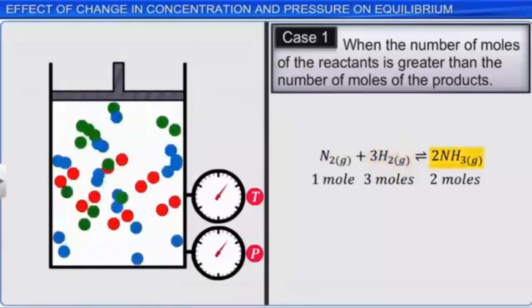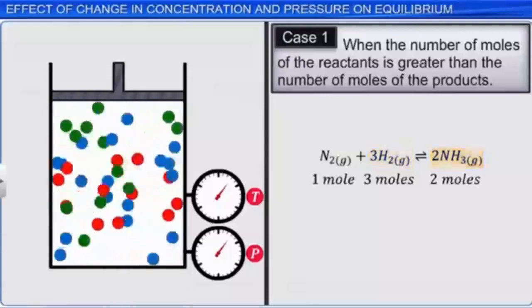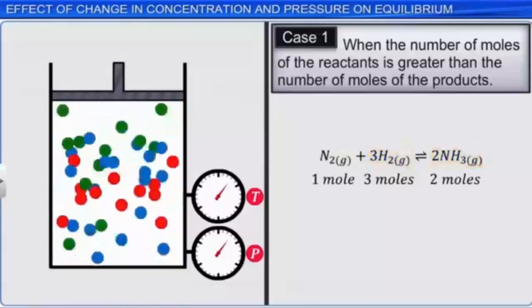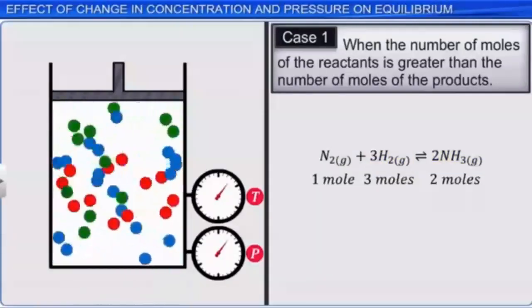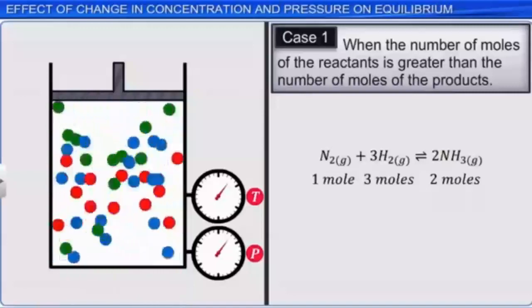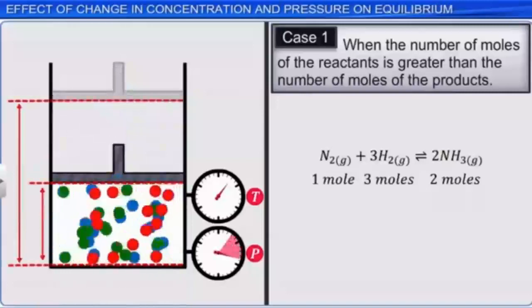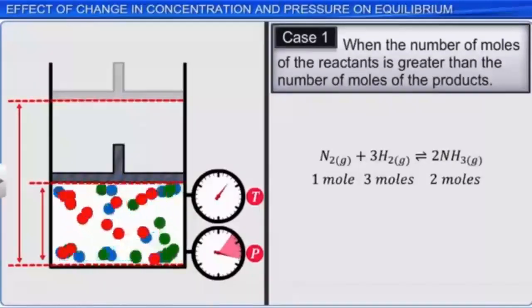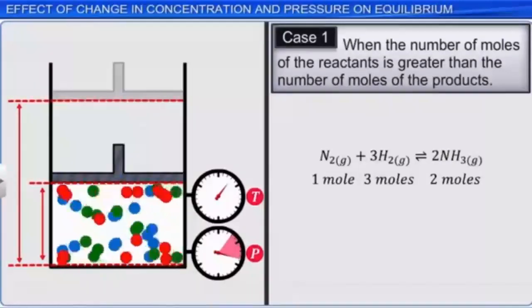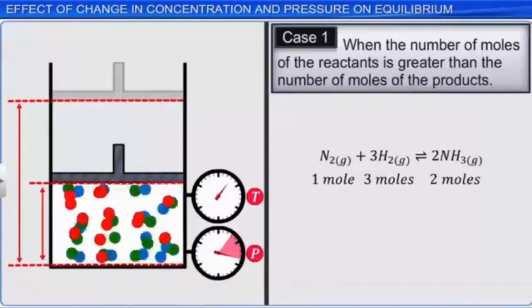Suppose the equilibrium mixture is kept in a cylinder fitted with a piston at constant temperature and is compressed to 1/2 of its original volume. As the volume decreases to half, the pressure will be doubled according to the equation PV equals constant.